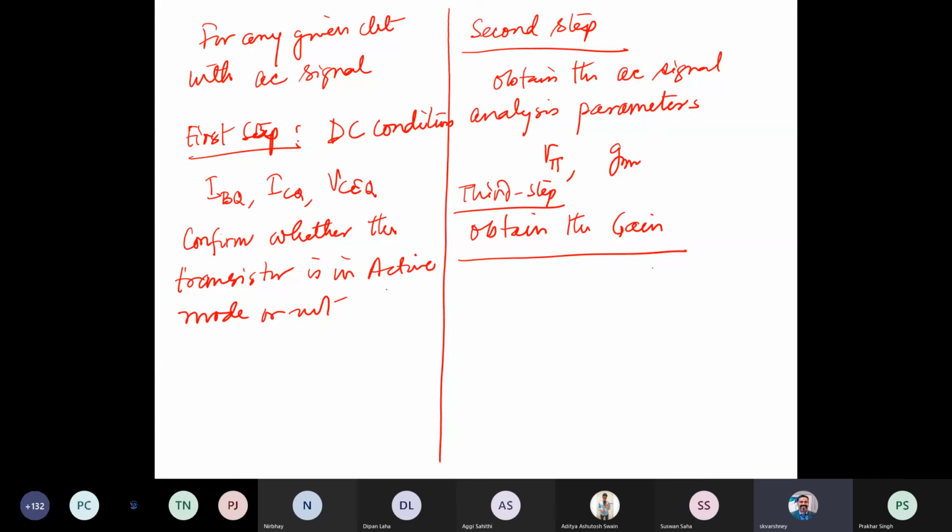So the first step is to get the DC conditions for any given circuit with an AC signal. The second step is to obtain the AC signal analysis parameters R pi and gm, because these are related to beta VT over ICQ, and gm is ICQ over VT, right?